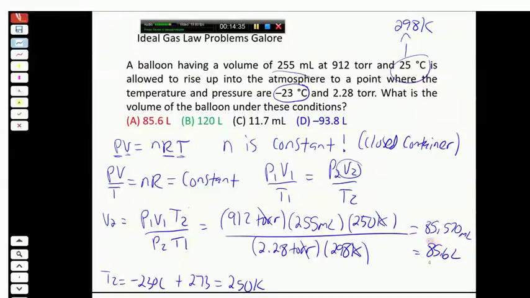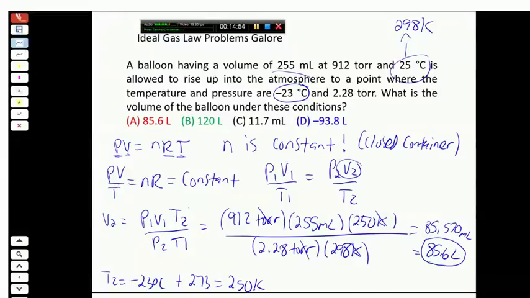This would have to be the world's strongest balloon to expand from 255 milliliters to 85 liters without popping, but this is just a thought process. It's just on paper sort of thing. So that's what we would calculate for the final volume. So it expands by quite a bit as we go to the lower temperature and especially the lower pressure that you have in the upper atmosphere.